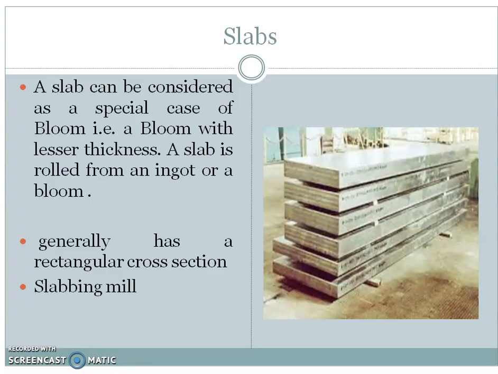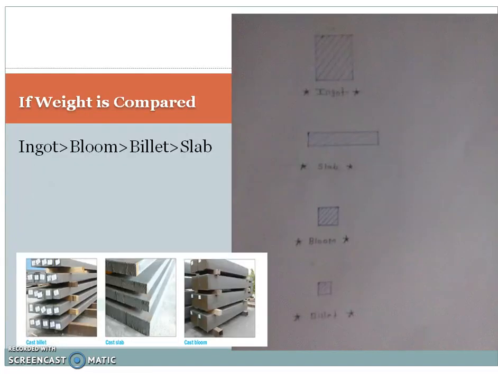Next we have the slabs. A slab can be considered a special case of blooms: a bloom with lesser thickness. A slab is rolled from ingots or blooms, generally in a rectangular shape, and is created in a slabbing mill. You can see the difference in size. If you compare the weights, the ingot has the highest weight, next is bloom, then billet, and slab is next lowest. Or billet also, you can say. There is no specific distinction between billet and slab.